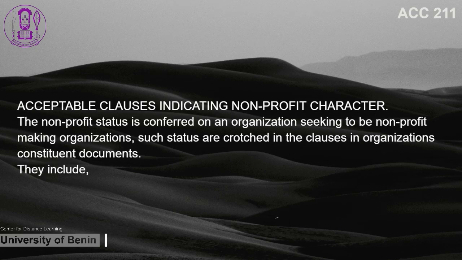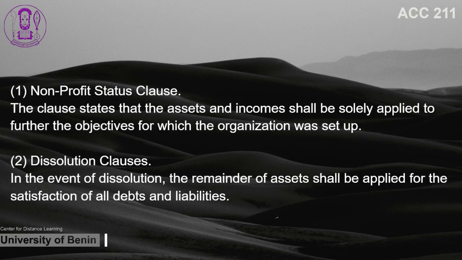Acceptable clauses indicating non-profit character. The non-profit status is conferred on an organization seeking to be a non-profit-making organization. Such status is couched in the clauses in the organization's constituent documents. They include: 1. Non-profit status clause. The clause states that the assets and incomes shall be solely applied to further the objectives for which the organization was set up. 2. Dissolution clauses. In the event of dissolution, the remainder of assets shall be applied for the satisfaction of all debts and liabilities.